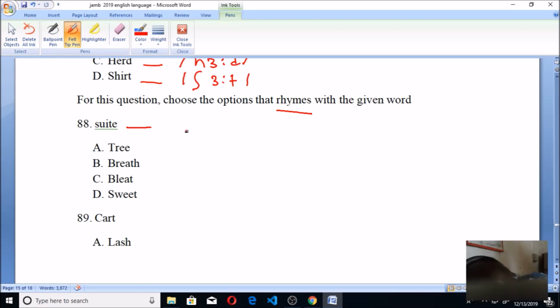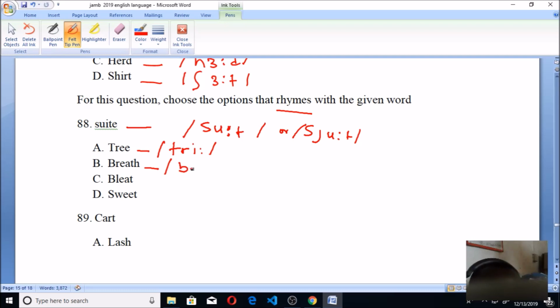So we are considering the word suit. What is the oral transcription for this? We have suit. Some people can also transcribe it differently. Now you have the word tree. What is the transcription for tree? You have T, R, then the long E sound. Then we have the other word, breathe, like when you want to breathe in some air. That is the oral transcription.